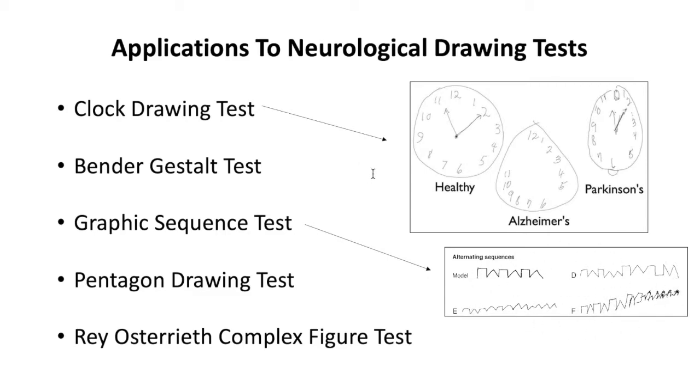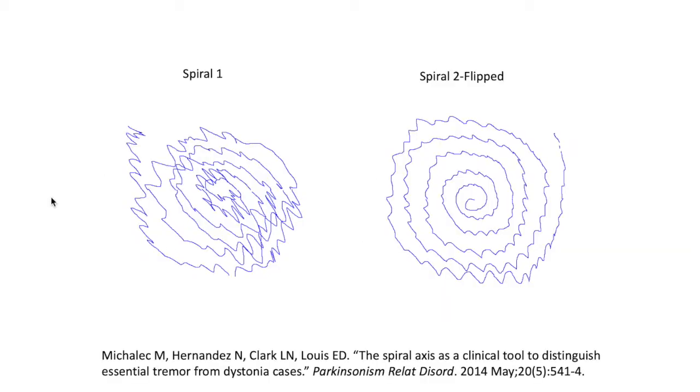I want to point out that the LCPC transform works on every single drawing test, though some will require more creativity than others. So here are two spiral drawing tests that we adapted from Michalek et al. And here we flipped spiral 2 just so that the axis of the tremor is the same in both spirals. That is, it spans from upper left to bottom right. And we did this just for illustrative purposes. In these two spirals, you can see that the patients exhibit a very different degree of tremor.